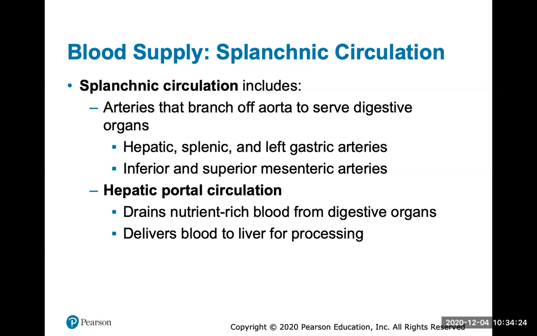Blood supply is in what we call splenic circulation, which includes arteries that branch off the aorta to serve the digestive organs. You can see those there. The hepatic portal circulation will drain nutrient-rich blood from the digestive organs and deliver it to the liver for processing. So when you eat food, it gets broken down into its chemical building blocks, and those molecules get absorbed into the bloodstream. The bloodstream takes it through the hepatic portal circulation, where your liver will process and detoxify all of those chemical breakdowns of the food that are being digested. So your liver is the major cleanup part of the body for everything you eat.